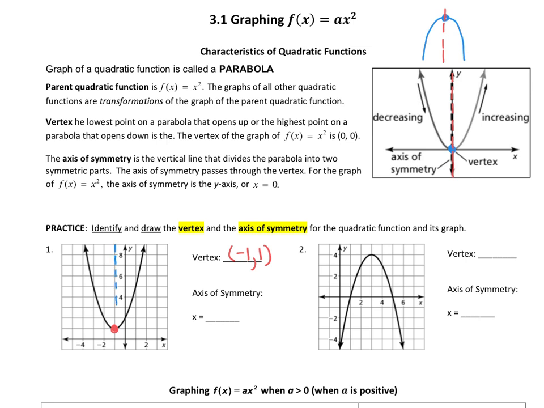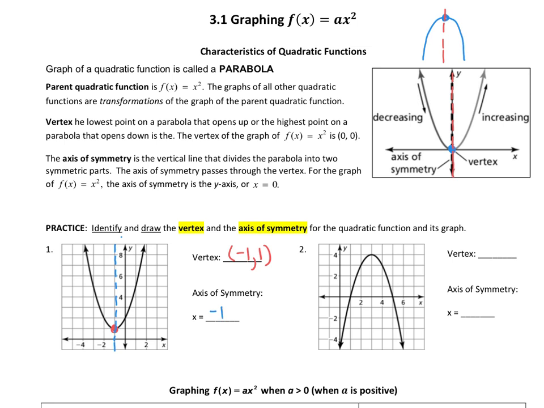And we split this graph into two parts. Remember, the axis of symmetry goes through the vertex. So the axis of symmetry is a line, and therefore it's x equals something. So it's x equals that line that goes through the vertex. It's a vertical line, so it will be x equals negative 1.